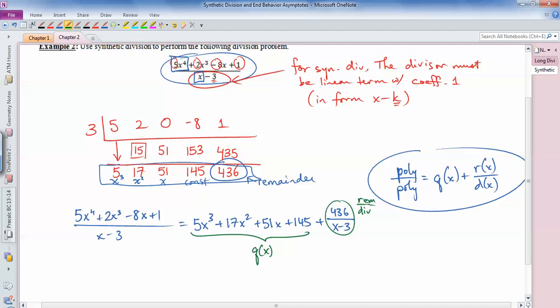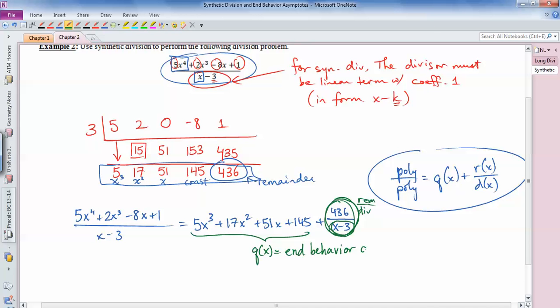And if I go way out to infinity or negative infinity, this divisor becomes really, really big. If I plugged in infinity there, it'd be 436 over like a trillion, right? So that gets really close to zero way out at the ends. So that's why, since this thing disappears as x goes to infinity or negative infinity, I'm only left with the quotient. So the quotient determines what the end behavior looks like.